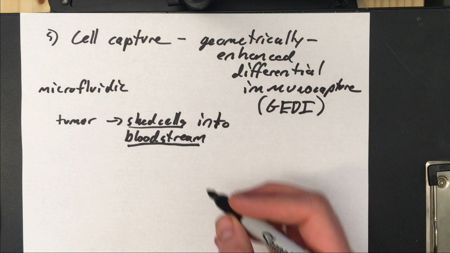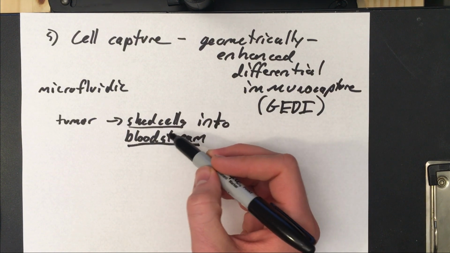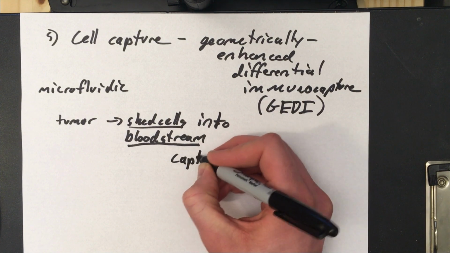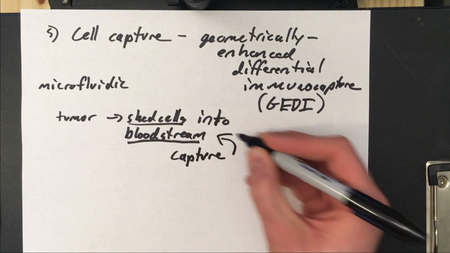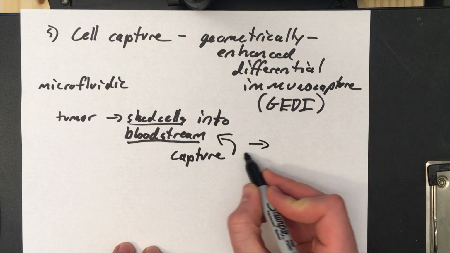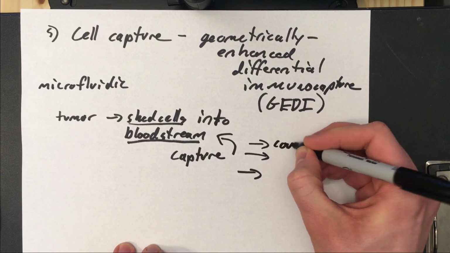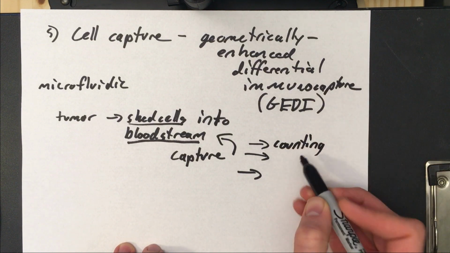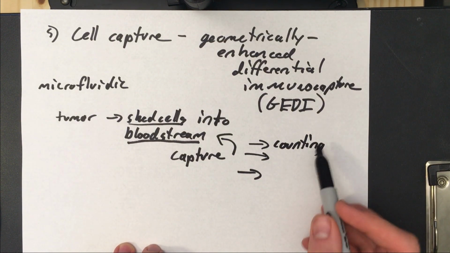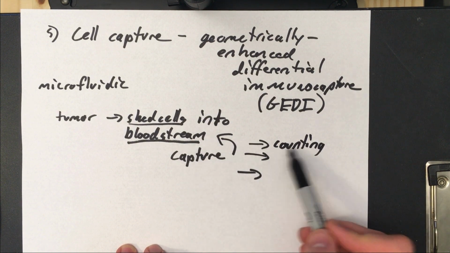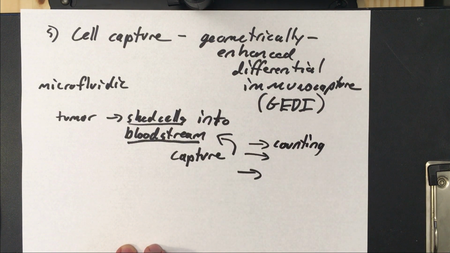So what can we do? If these cells are present in the bloodstream, we want to capture them. And if we capture these cells, we'll be able to do a couple of things. Thing number one is just by counting the number of cells, that can correlate with prognosis. Generally, if there are more circulating tumor cells in the blood, the prognosis of the patient is poorer.